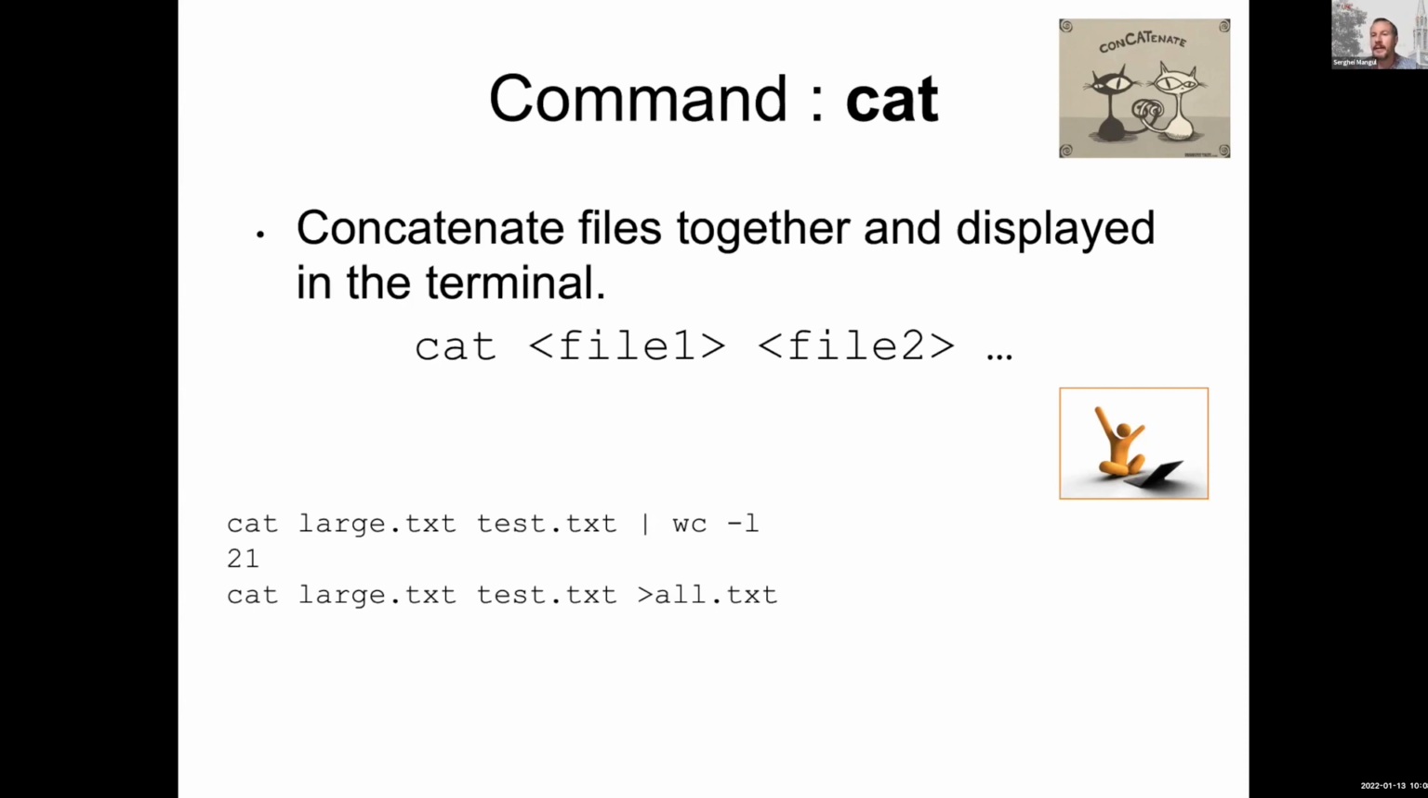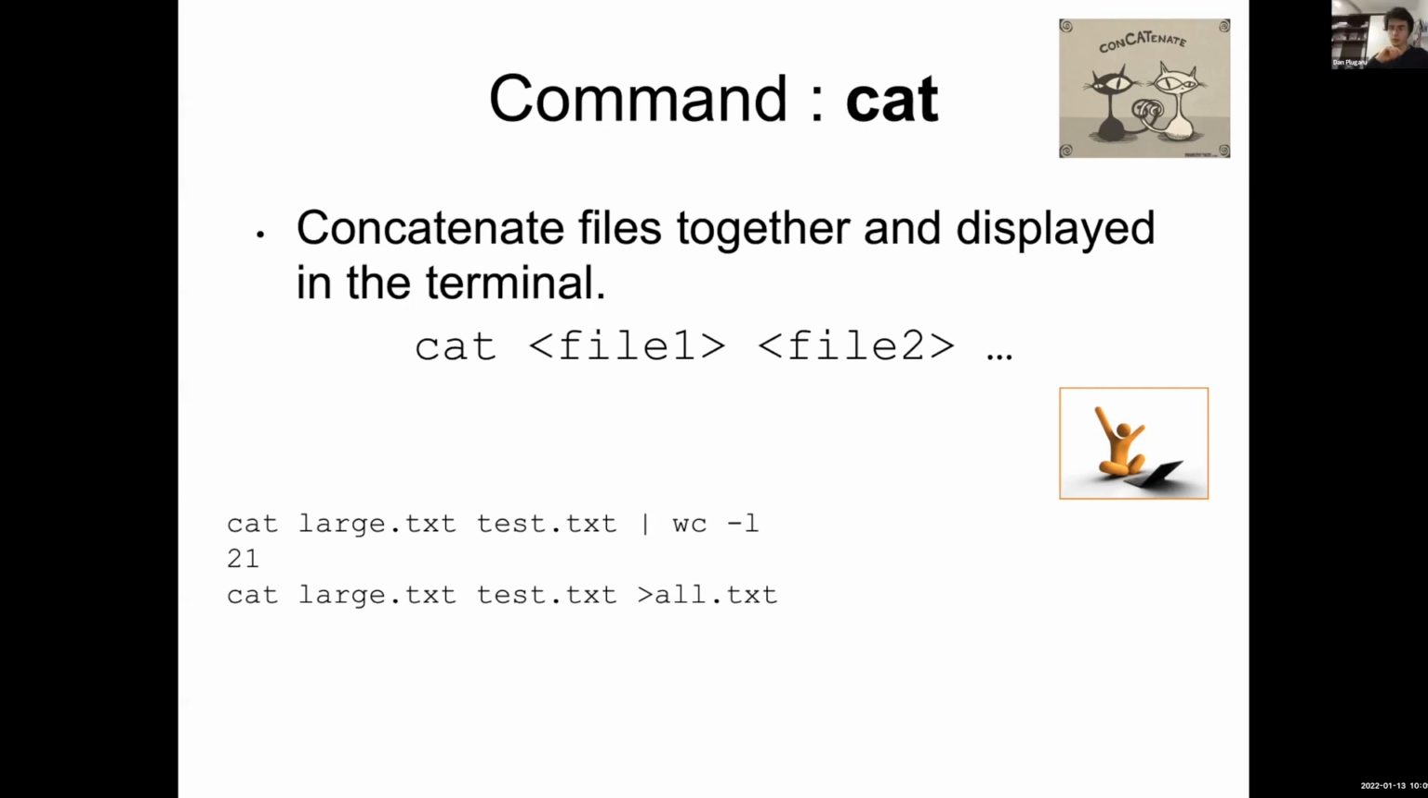So if you have a file, one file is 1, 2, 3, 4, 5, right? And another file is, let's say, 6, 7, 8, 9, 10, right? If you cat file number 1 and file number 2, you get a new file on your screen, which is from 1 to 10, because you combine them together, right?